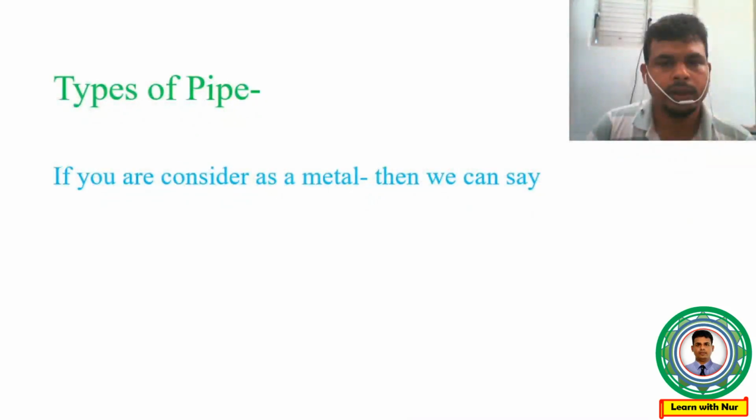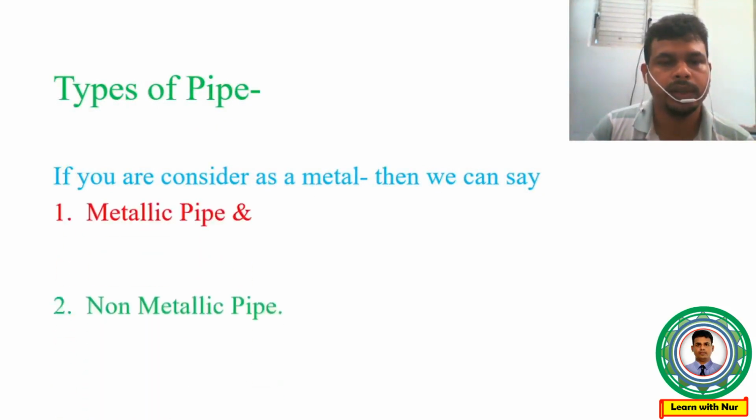So in this lecture I try to share with you some information about types of pipe. If you consider metal, then we can say metallic pipe and non-metallic pipe.